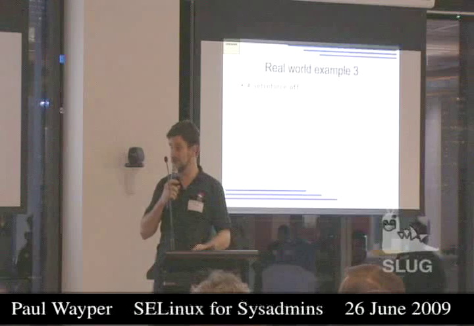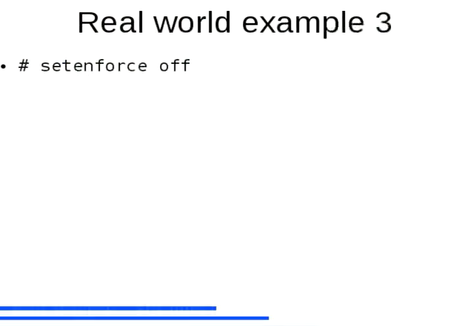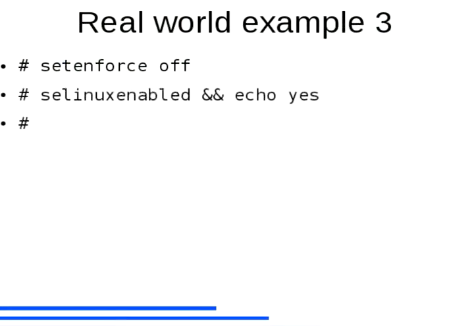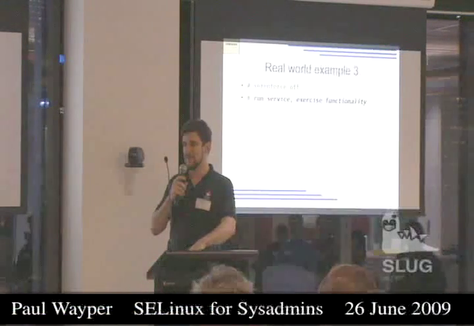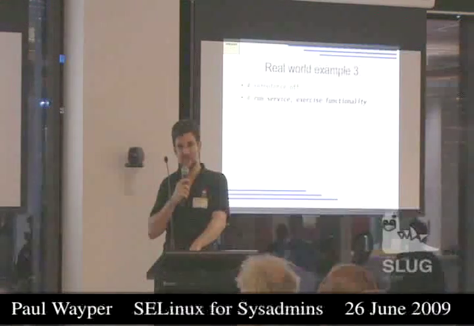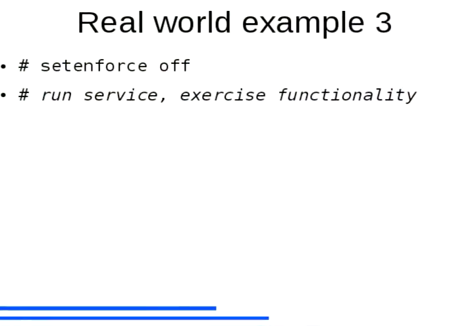We start by turning setenforce off, and that works so that at this point that machine is running in permissive mode. We can see that by saying selinuxenabled and echo yes, and nothing comes out. Then we run FTPD, we test what it needs, write files, read files, create directories, do listings, etc. Do everything that we can think of that we need the FTP daemon to do on that data mount, and then turn it back on.